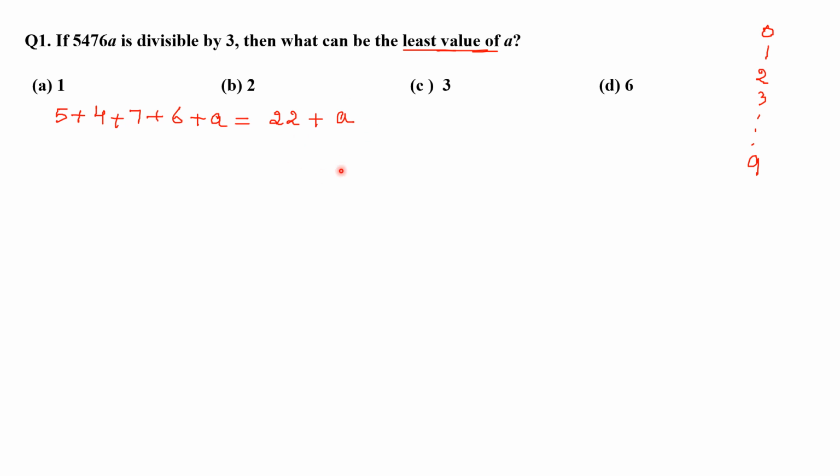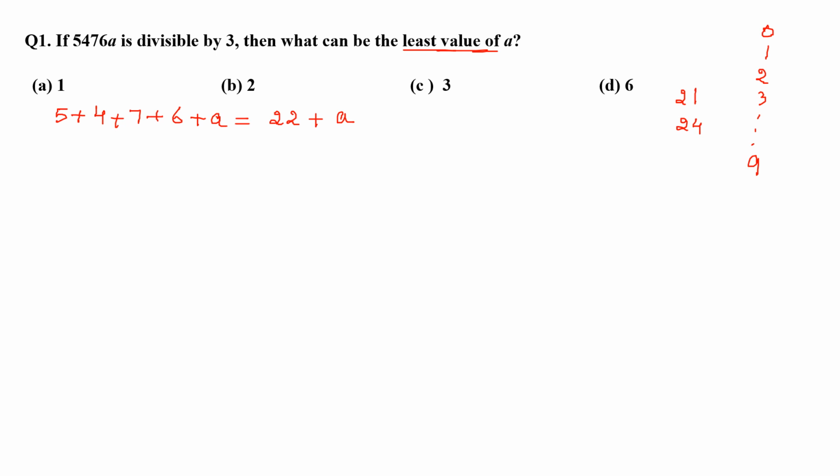Now you just see the 3 table, does 22 come? No, it doesn't come, right? In the 3 table, 21 comes, and then after 21, 24 comes. 22 does not come. So you think, in 22 how much will you add such that it will become 24, because the nearest value is 24 only. After 22, the next multiple of 3 is 24, right? 22 is not a multiple of 3. So you have to make this 22 as 24 by adding the least value of a.